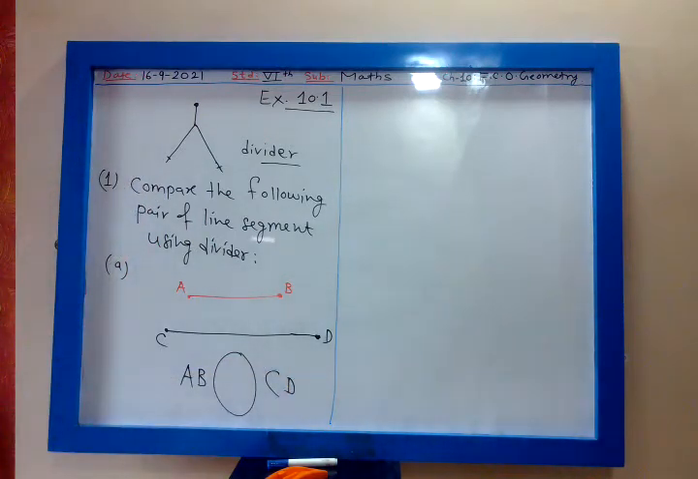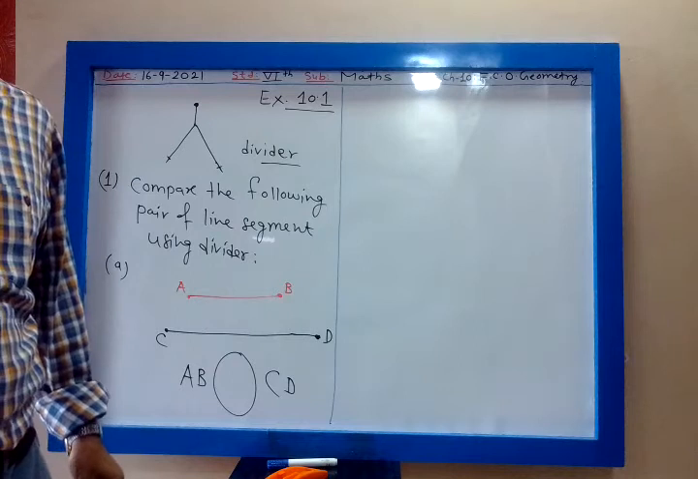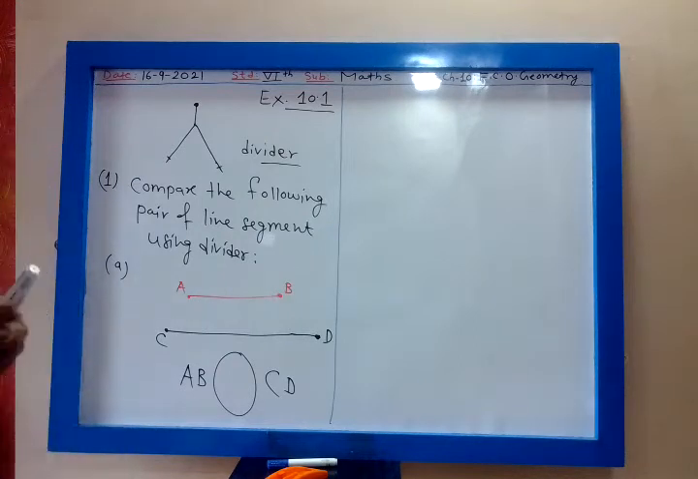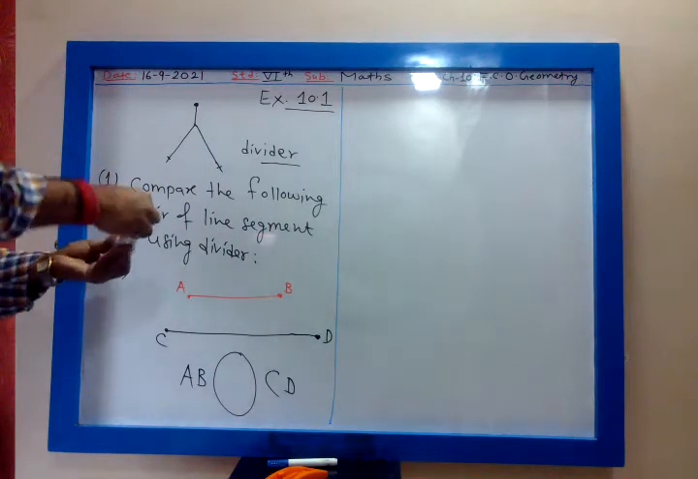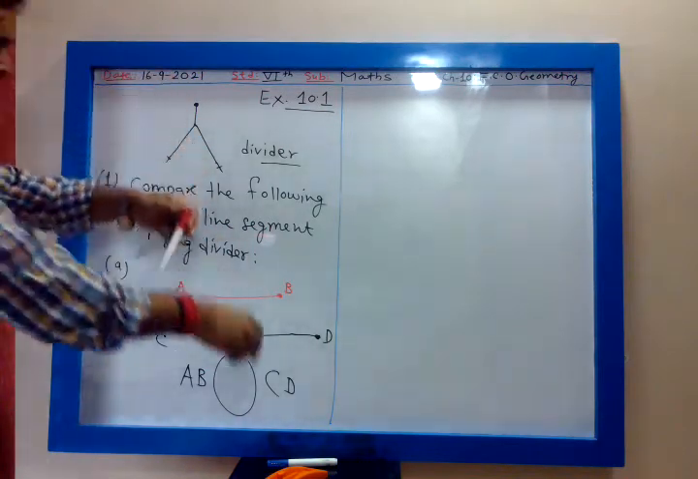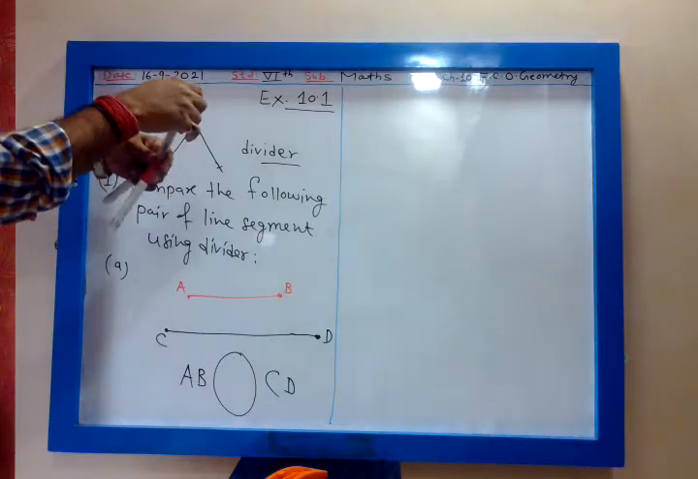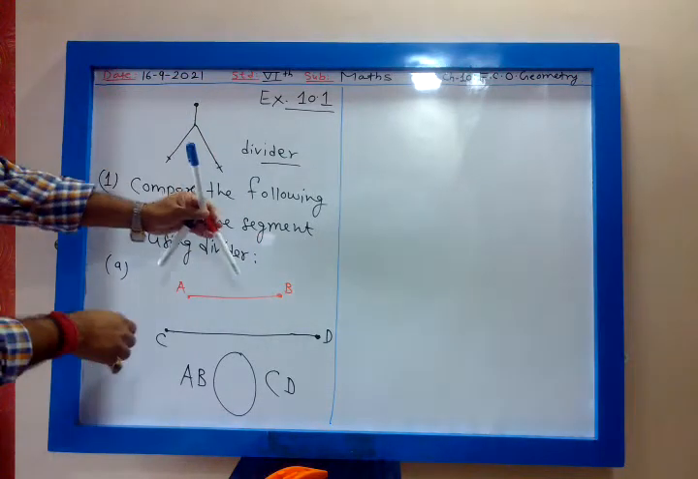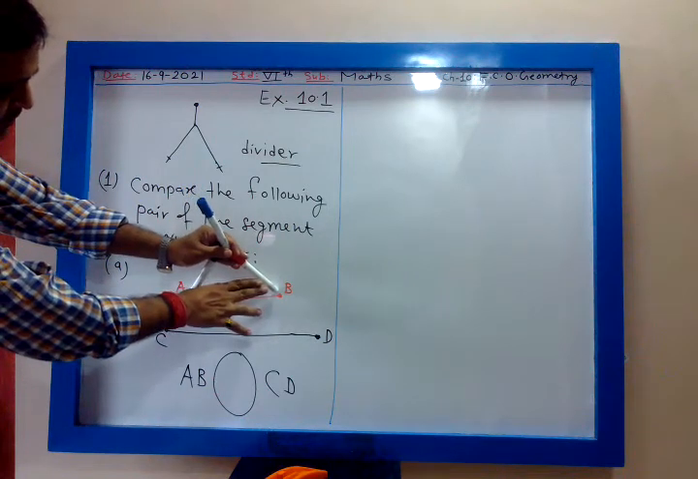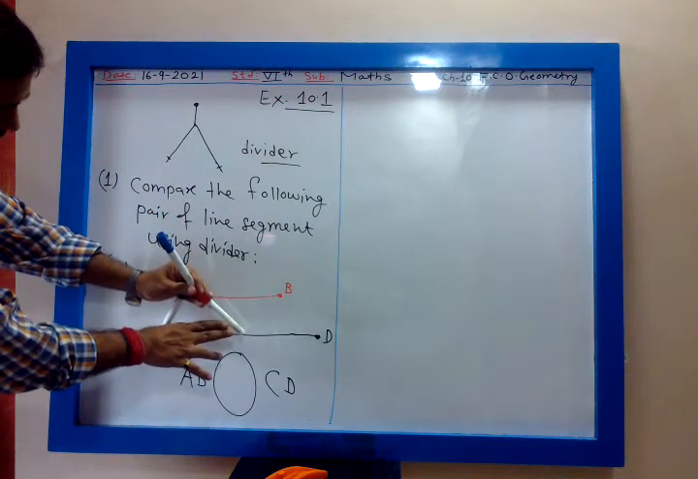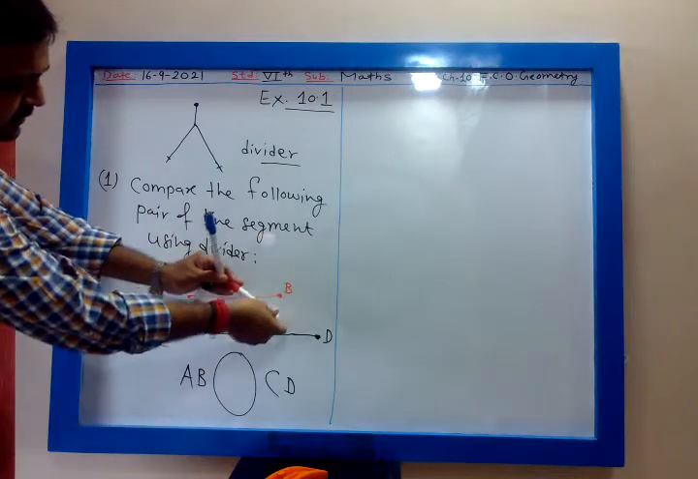So you have to keep the divider. With the help of divider, you have to measure. Divider will be of this type. See, this is your divider. You will keep the divider tip, one tip at this side, other tip at this side. Then you will keep the divider tip at this side and this side. You will extend the divider.